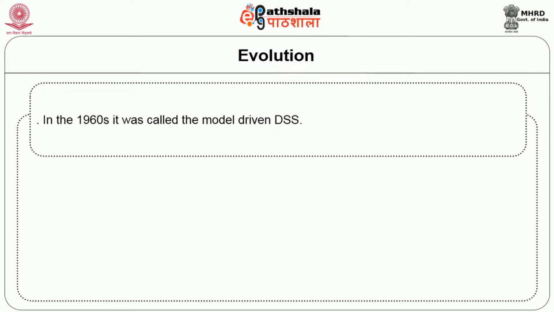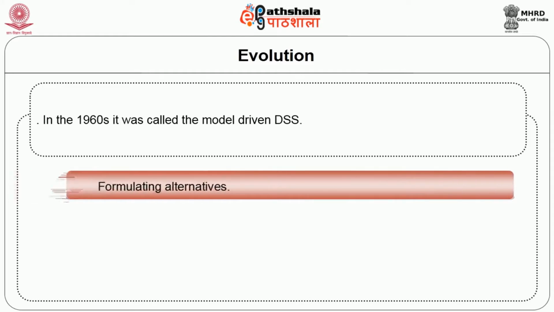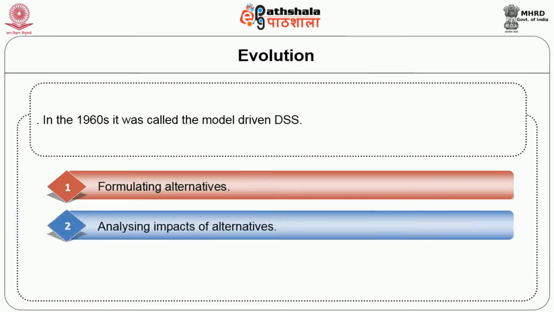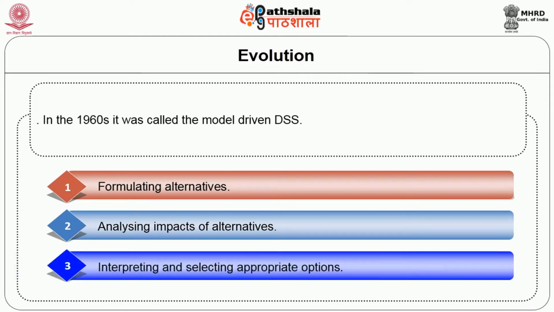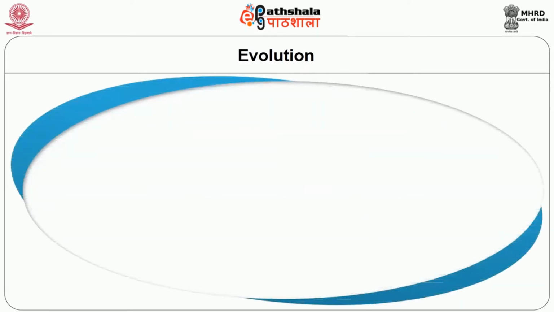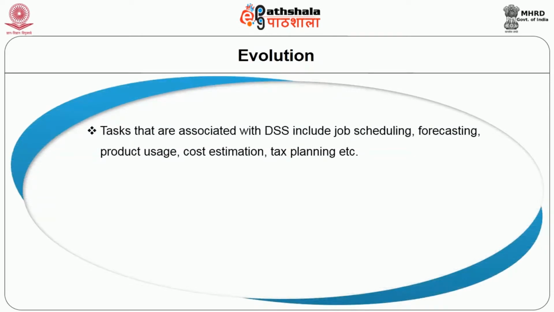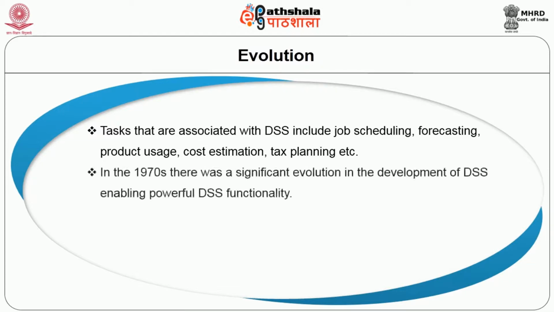In the 1960s, the model that was used was to formulate alternatives. That was what the DSS was able to do: formulate alternatives, analyze the impacts of those alternatives, and interpret and select appropriate options. Tasks that were associated with DSS were job scheduling, forecasting, product usage, cost estimation. Basically, it was used in the technology and manufacturing aspect of the industry.